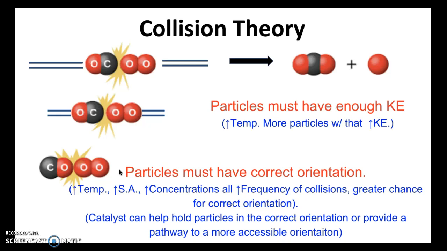Catalysts can also help do that, because some catalysts will hold a particle in the correct orientation, or they may provide a pathway to a more accessible orientation. So in either case, when it comes down to correct orientation, there are a lot of ways of getting there, either by increasing the frequency of collisions or by fixing it with a catalyst to make sure the correct orientation is reached.